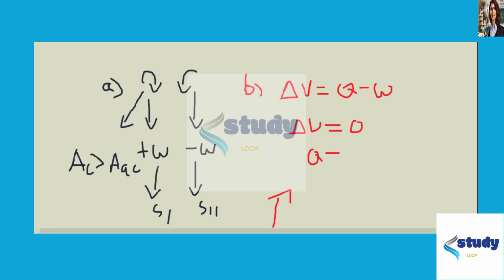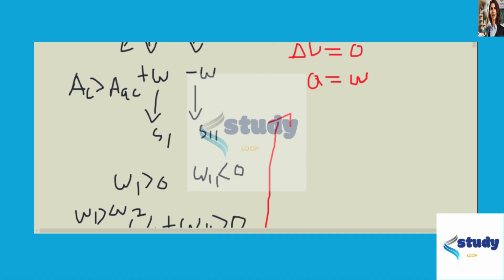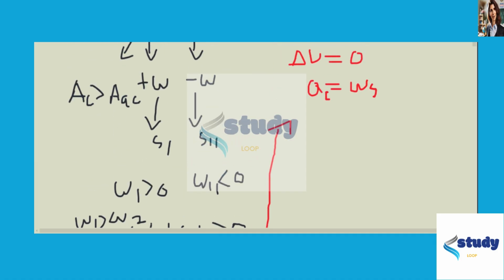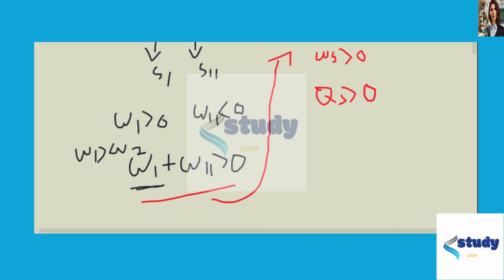So you can conclude that Q equals W. But what have we found about the W system of the whole system? We found out that W system is greater than 0, which means that Q system is also greater than 0. So what does it tell about the heat flow? It tells that heat flows into the system.